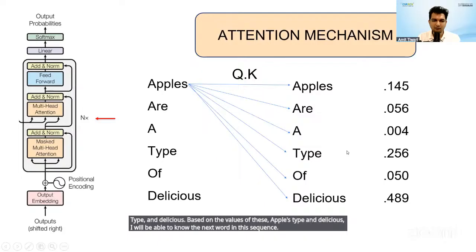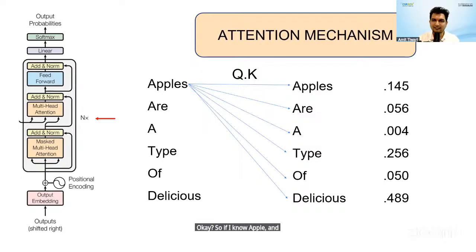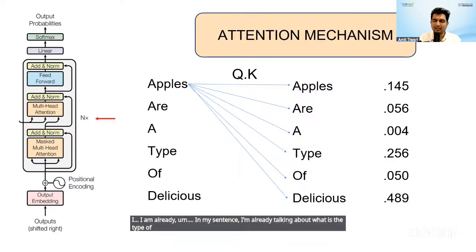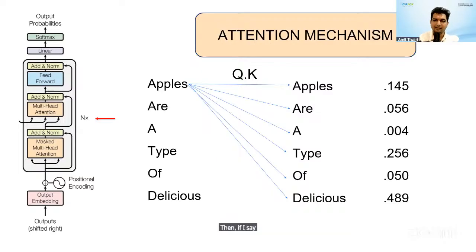Okay. So if I know apple and type, in my sentence I'm already talking about what is the type of apple, right? And if I add delicious to the context, then if I say that apple and delicious have a quality and they refer to another word vector, which is maybe fruit, then these three words are the words that I need to pay more attention to.